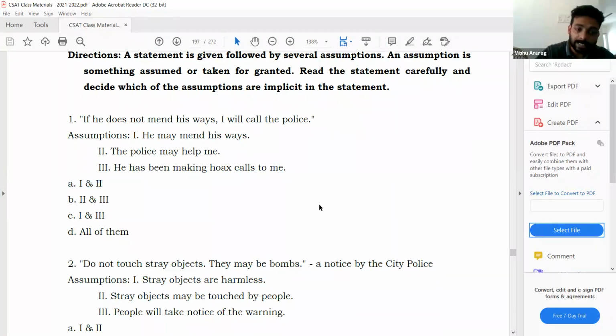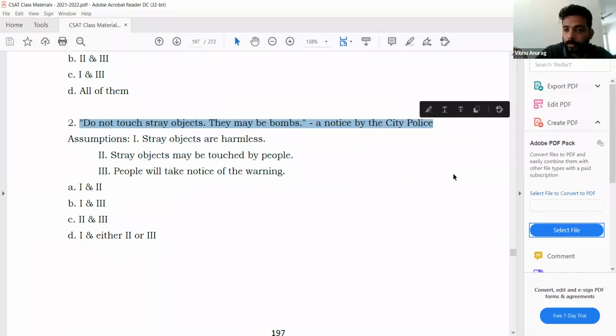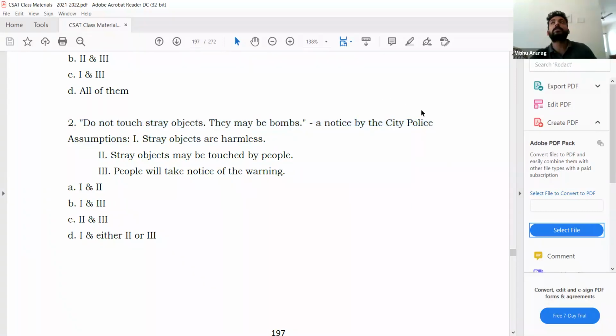Okay. See the second one. Do not touch stray objects. They may be bombs. This is a notice given by the city police. So what are they assuming? We can leave the third one because there is no context. We are not really trying to find conclusions here. We are not selecting it because based on the information, we don't know whether the author believes that he is making hoax calls. That is the reason we are leaving it, because based on the information, we don't know what he believes with respect to hoax calls.